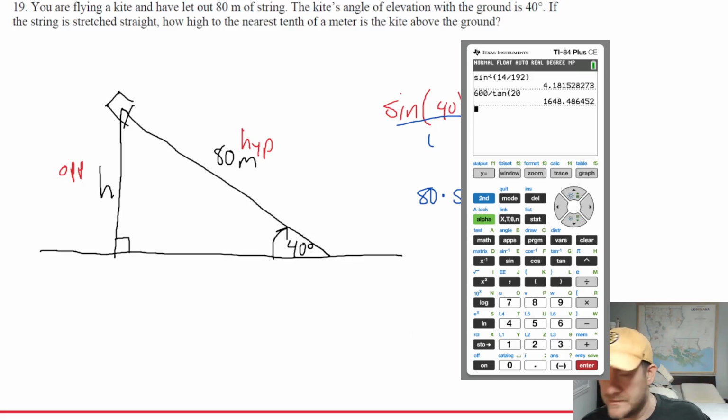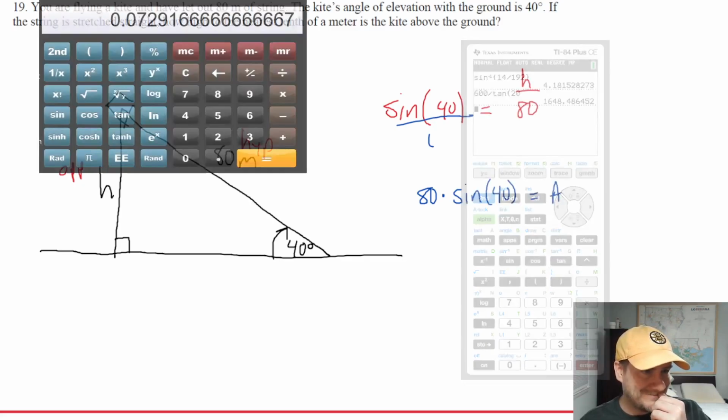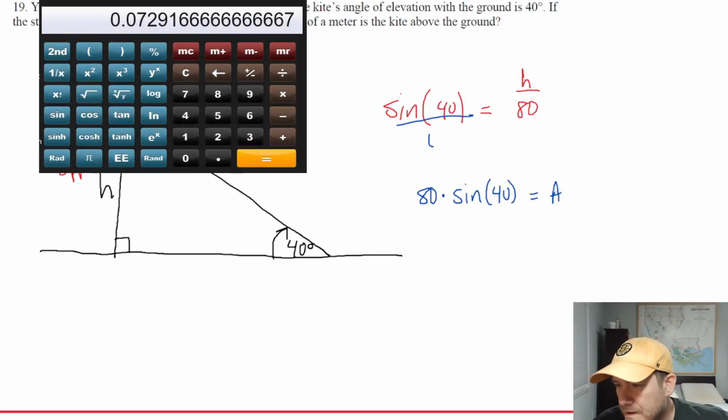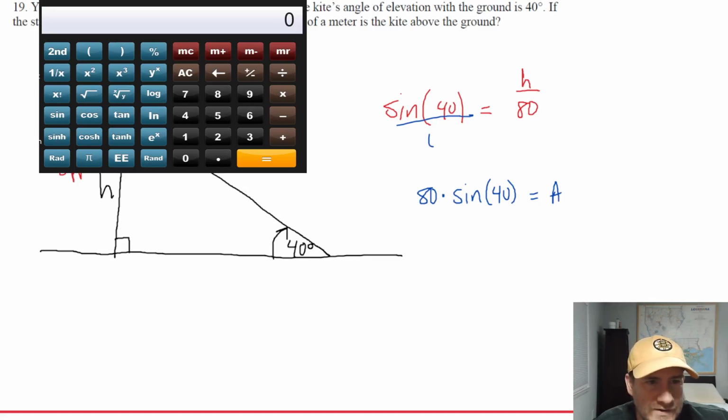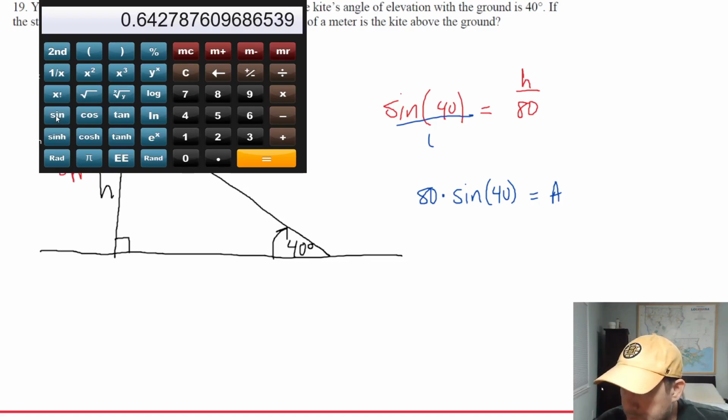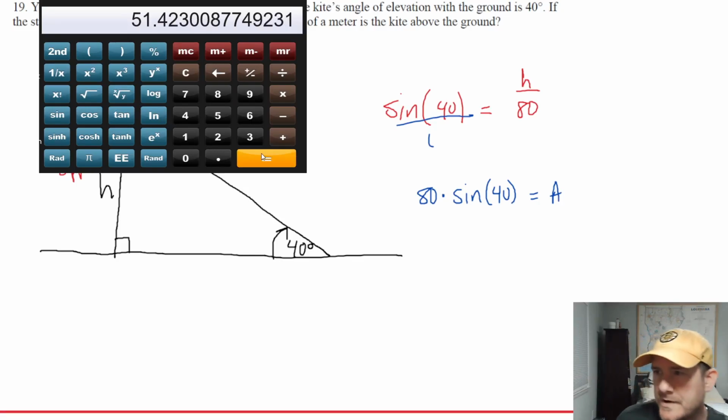And what does that give us? Well, use your calculator and find out. I'll use the stinky one again this time, in case anyone forgot how. Alright, so for this, I wouldn't type the 80 first. I wouldn't type sine first. We need to actually type in 40 first. We want to get the sine of 40 and then multiply by 80. So go 40, then take the sine of it, and then multiply that by 80. That's what I'm getting, 51.42.